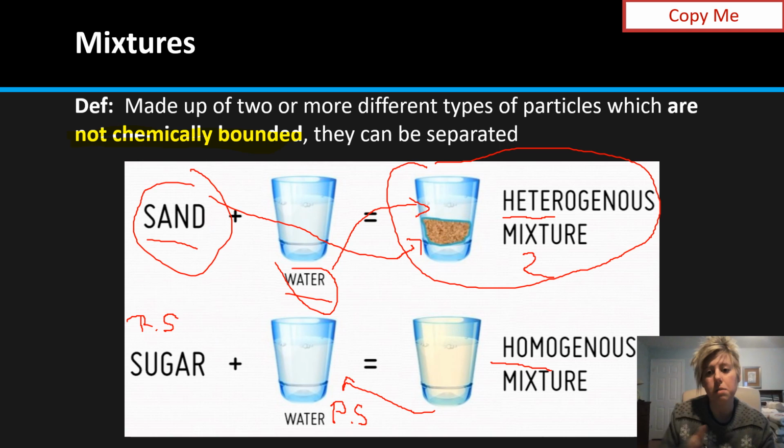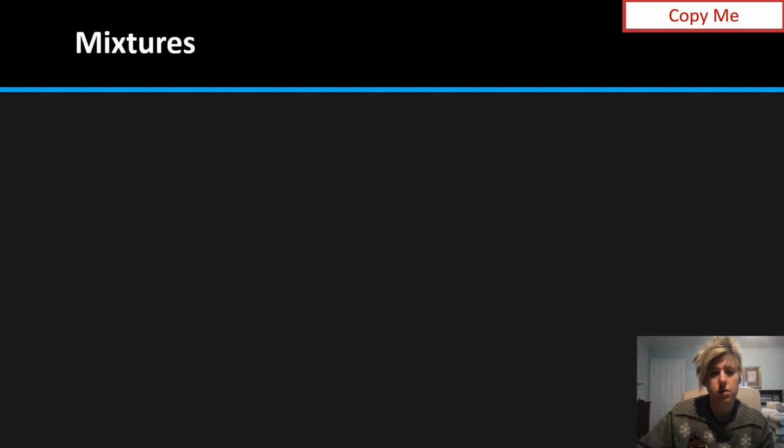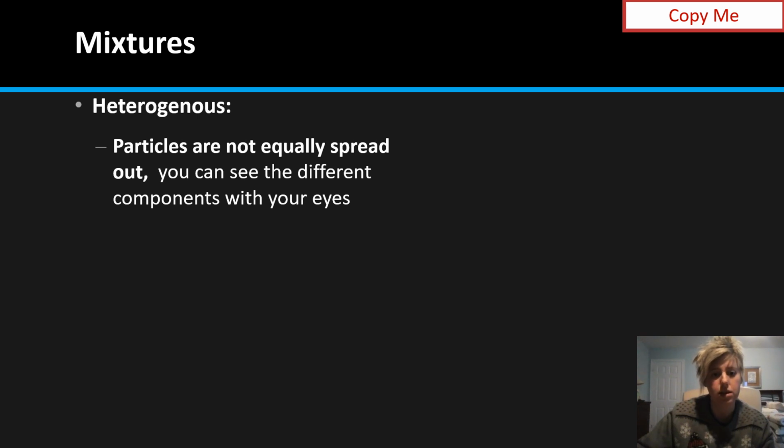So what we're going to be doing is we're going to be going into a little bit more detail of what a heterogeneous mixture is and what a homogeneous mixture is. So we have our heterogeneous mixture. And the key thing about our heterogeneous mixture is that our particles are not equally spread out. And because they are not equally spread out, I can actually see my different particles with my eyes. And the key thing about this is I see 2 or more phases. And when I'm talking about phases, I mean states of matter.